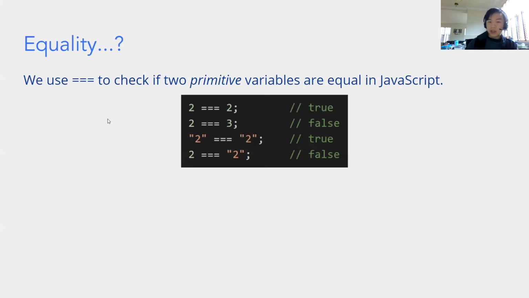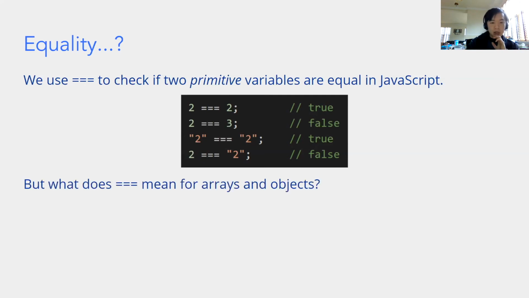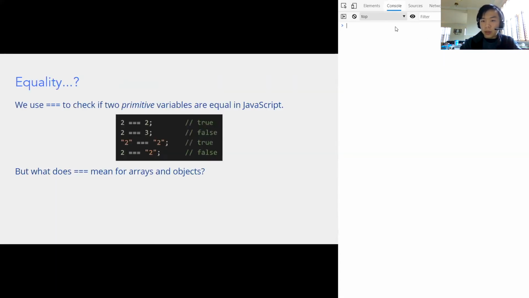While we're on the topic of objects, though, there is something that needs to be brought up, which is the question of equality. In JavaScript, we use the triple equals, as mentioned before, to check if two primitive values are equal. So 2 equals 2 is true, 2 equals 3 is false, and something like 2 equals string 2 is false because they're different types. So it checks if they're the same type and same value. But what does it mean for arrays and objects? In case you think it's obvious, maybe you actually do already know the right answer, but I will give an example of what might happen.